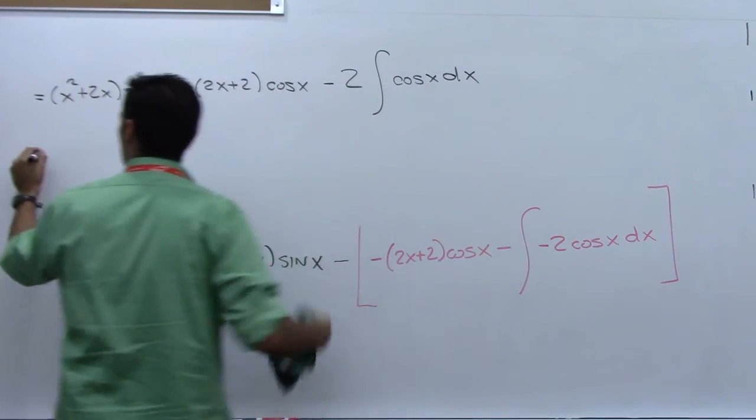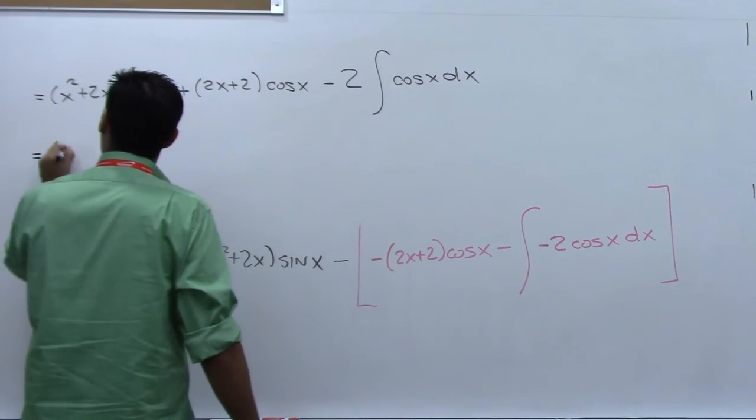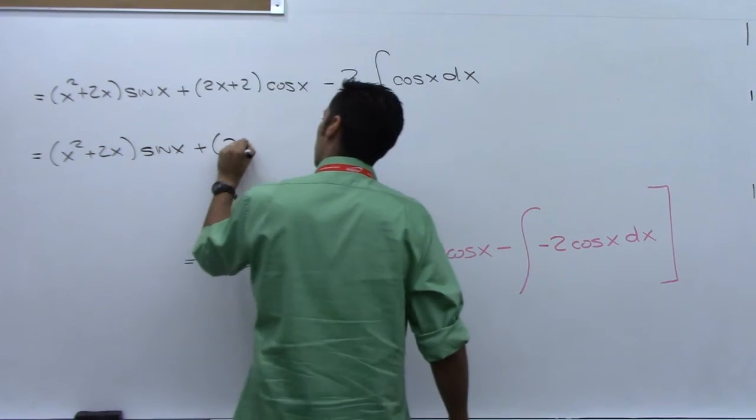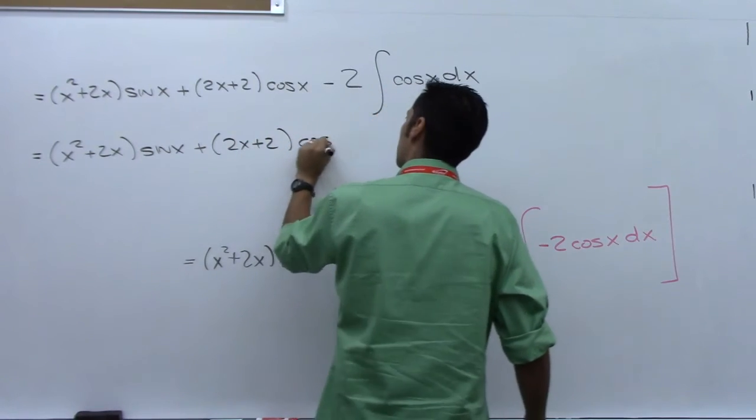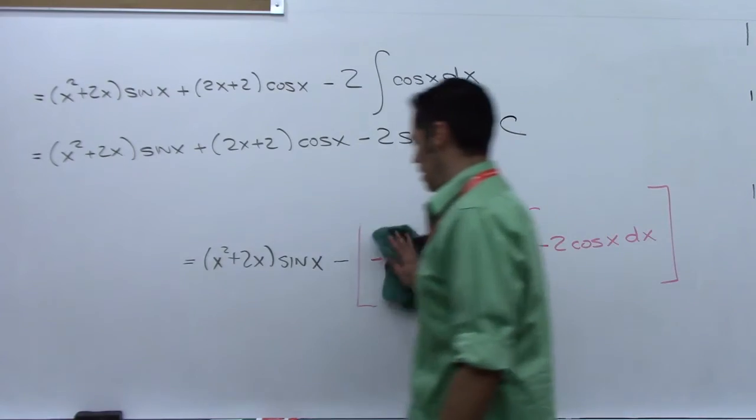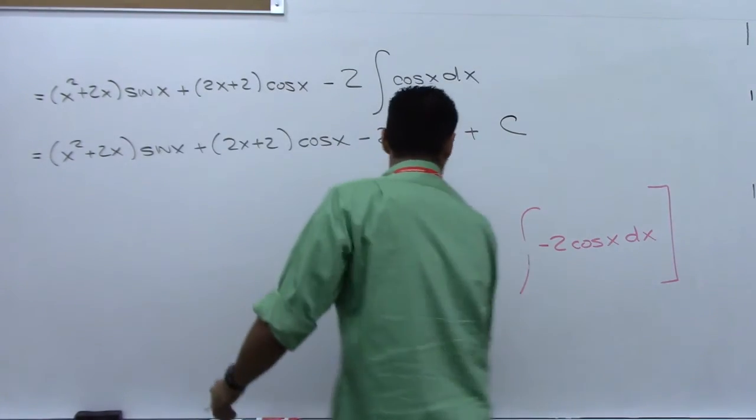So my last line and my final answer will be x squared plus 2x sine x plus 2x plus 2 cosine x minus 2 sine x plus C. And that is the antiderivative.